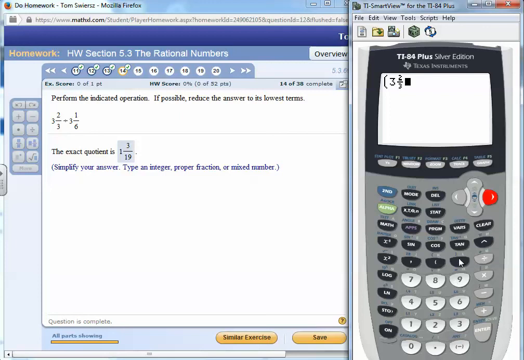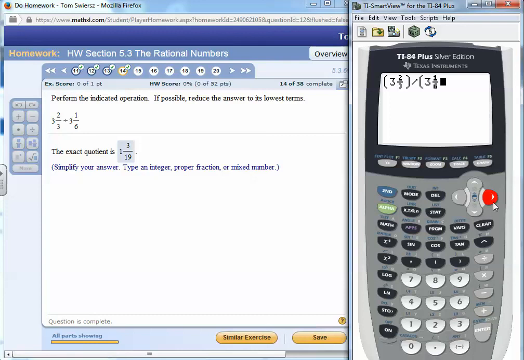Okay, and then we need the paren. We are dividing, right? So we need the division sign. Left paren, alpha F1. Scroll down to number 3 with your down arrow, or number 2, to enter a mixed number. Hit enter. Enter the second number, 3 1/6.